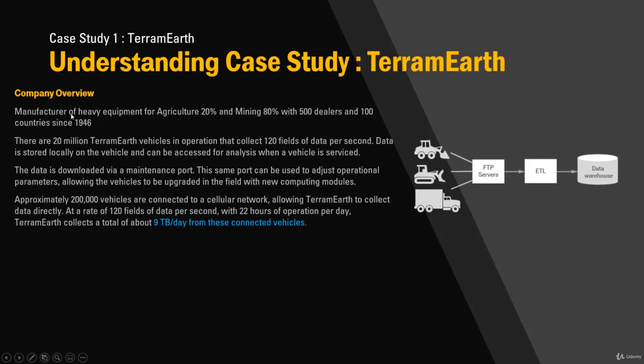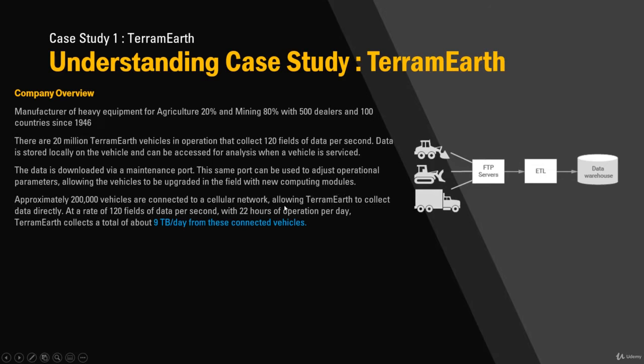Company overview: manufacturer of heavy equipment for agriculture around 20% and mining around 80%, with 500 dealers in 100 countries since 1946. There are over 20 million TerramEarth vehicles in operation that collect 120 fields of data per second. Data is stored locally on the vehicle and can be accessed for analysis when the vehicle is serviced. The data is downloaded via a maintenance port. The same port can be used to adjust operational parameters, allowing the vehicle to be upgraded in the field with a new computing module.